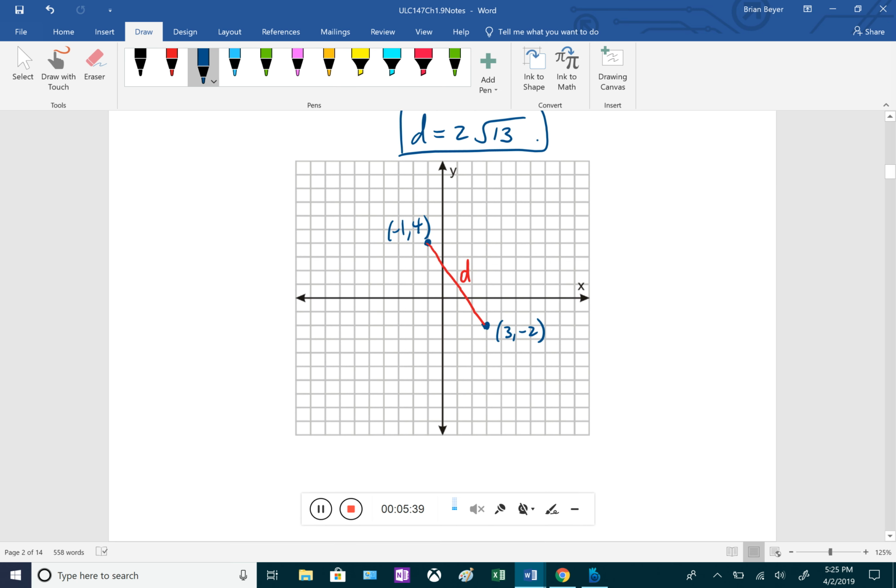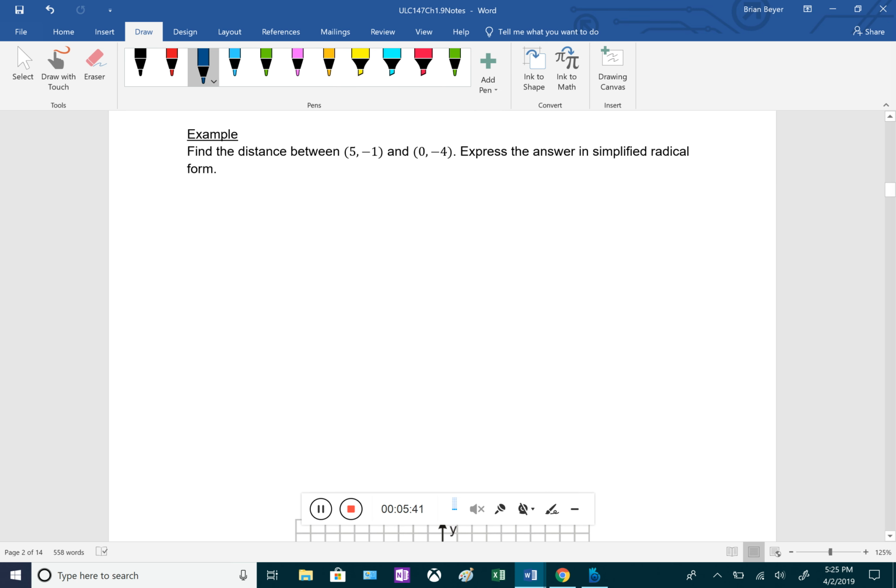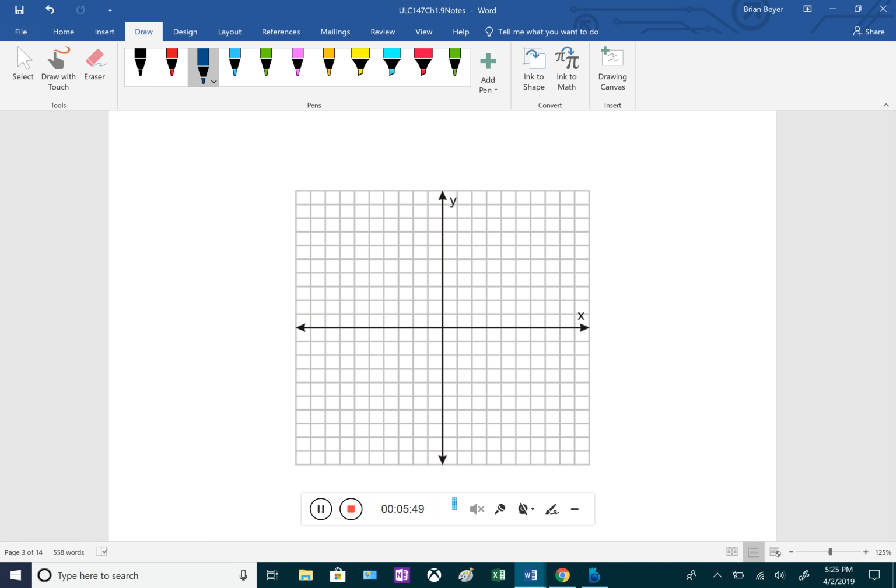Okay, so let's do another one. Find the distance between 5, -1 and 0, -4. So let's graph these just to get an idea of what we're looking at. 5, -1 is right here. And 0, -4 is right here. So we're trying to find that distance between them, so the length of that red line.